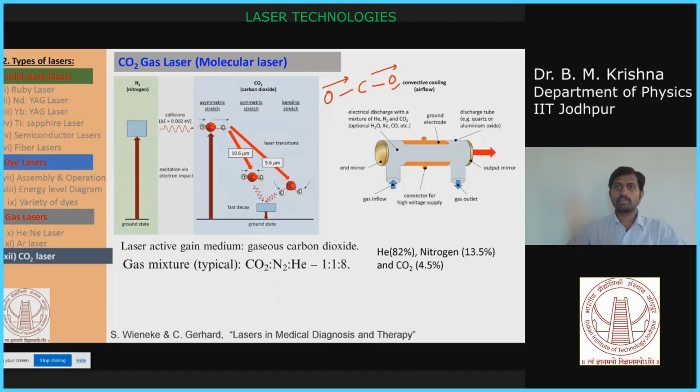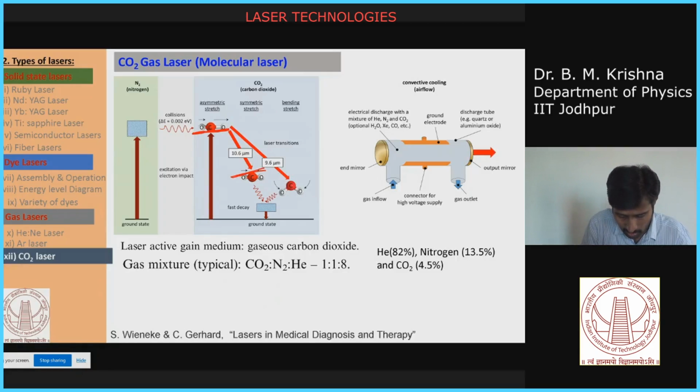That energy level will match with the excited nitrogen gas. So now there is a collision and you have an energy transfer to this state. That means now this state is populated. Once that asymmetric stretching mode is populated, what happens? You have a transition to other modes where you have a symmetric stretch. So this energy level is because of the asymmetric stretching.